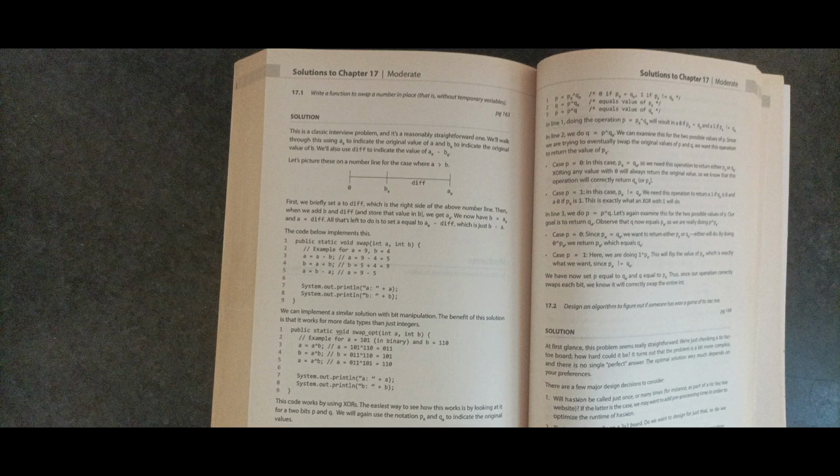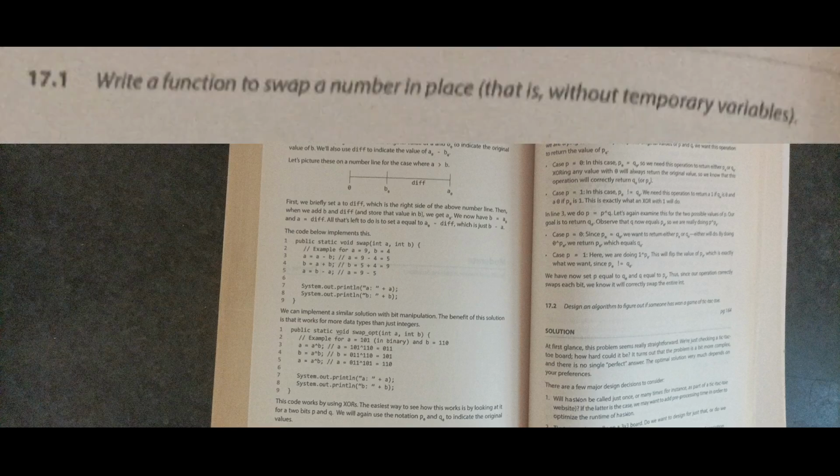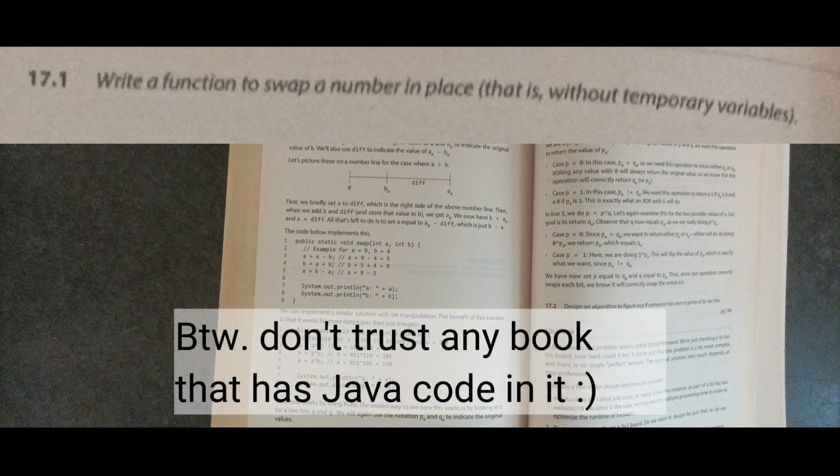This is actually the 5th edition of the book. Let's open this book at page 430. So here is this classical problem. Write a function to swap a number in place, that is, without temporary variables.